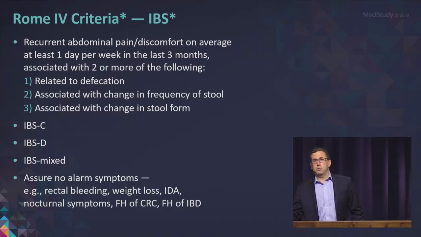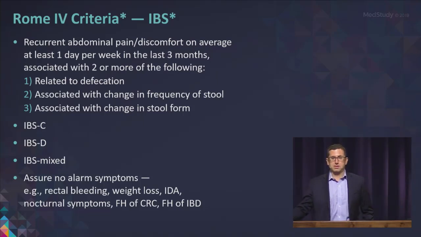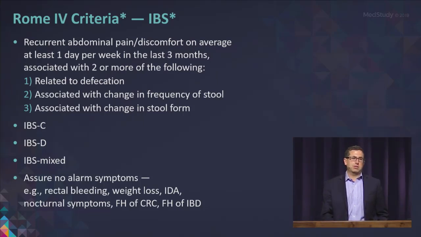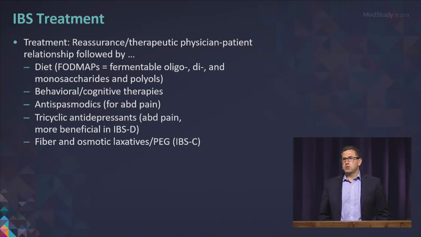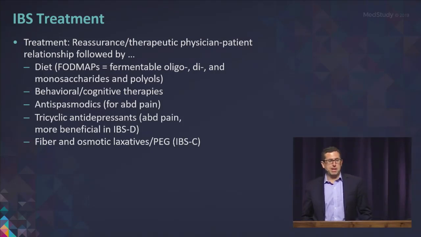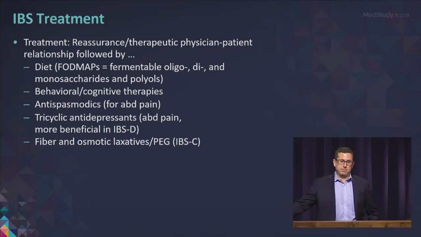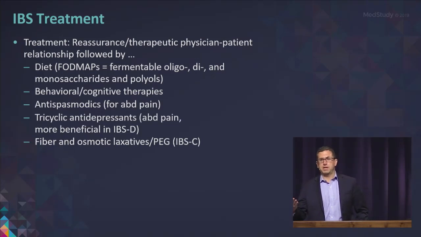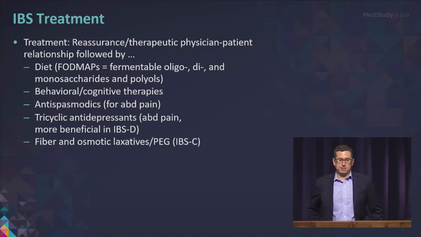You definitely want to assure that there are no concerning symptoms like rectal bleeding, weight loss, etc., or family history of colon cancer, because in these cases, you probably are going to want to do endoscopic evaluations and other tests. So treatment, this is not to be underestimated. One of the best things to do is to have a close relationship with your patient and reassure them. This could be followed by a low FODMAP diet. FODMAPs are fermentable sugars, for example fructose, that could be associated with bloating and change in bowel habits. If you cut these out of the diet, this could have a substantial effect on your patient's quality of life. There are behavioral and cognitive therapies.